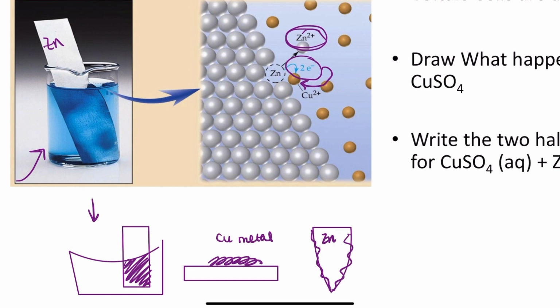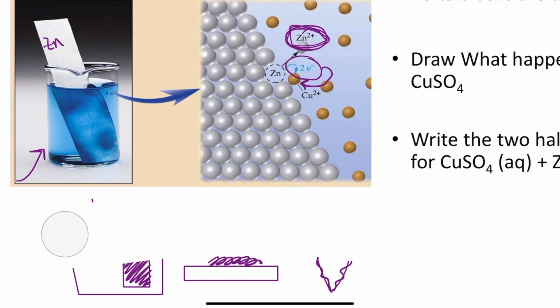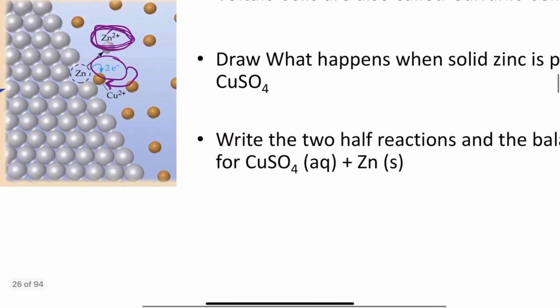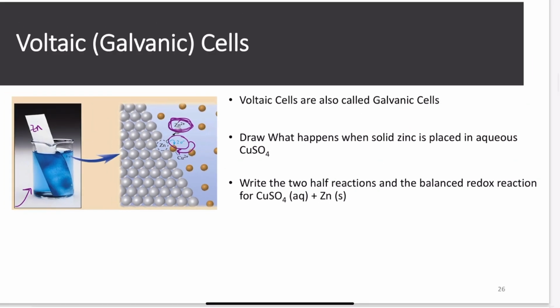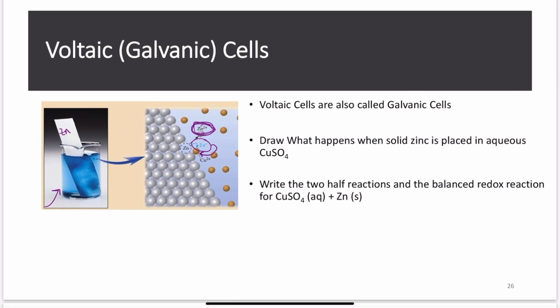It's not really that it's disappearing. It's going into solution as zinc 2+, and then the copper solid is forming out of it. So why is this happening? There are reasons why, and we're going to talk about why. We're going to talk about how to predict it as well. But first, let's write the two half reactions and the balanced redox reaction, what's actually happening.